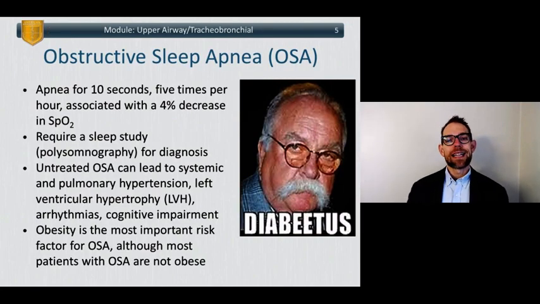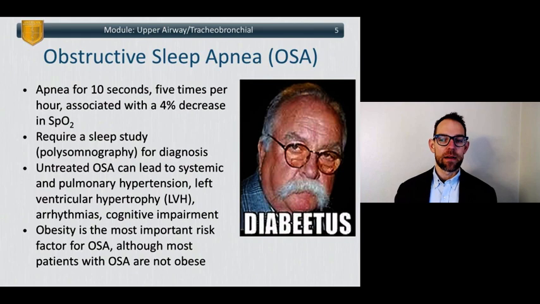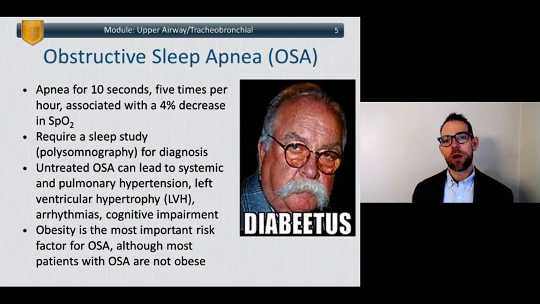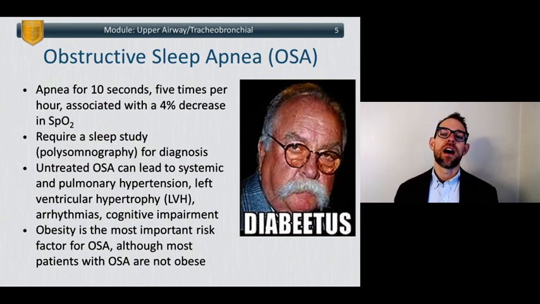So let's think about obstructive sleep apnea. And this is Wilford Brimley, pretty famous meme on the internet. Obviously, he's famous for his diabetes commercials. I don't know anything about Wilford Brimley's health. Other than looking at him, I can pretty much tell he probably has obstructive sleep apnea.